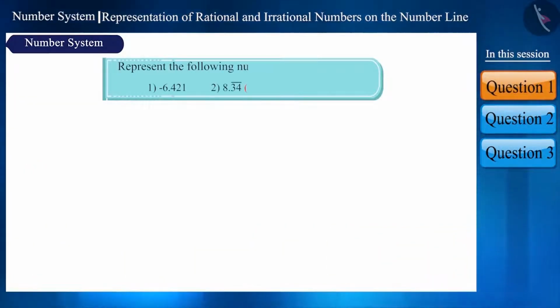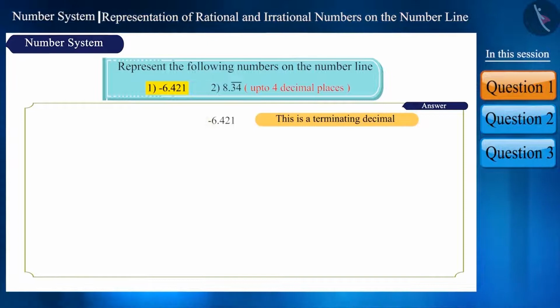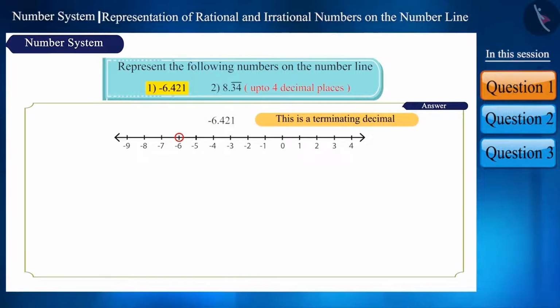Represent the following numbers on the number line. The first number is minus 6.421. This is a terminating decimal. Friends, don't get confused seeing the negative sign. This number will lie between minus 6 and minus 7 on the number line.